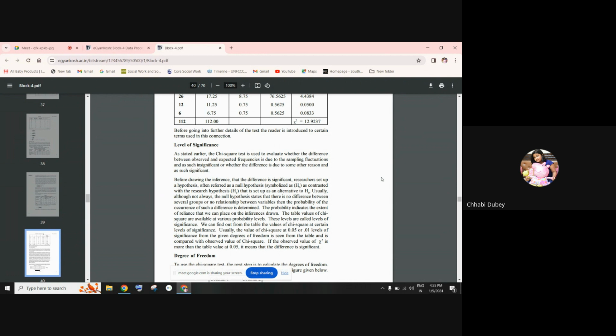Now, before drawing the inference that the difference is significant, researchers set up a hypothesis, which is often known as a null hypothesis. Okay, and this is in contrast with the research hypothesis. So, the null hypothesis simply says that there is no relation between the two, or that one does not affect the other.